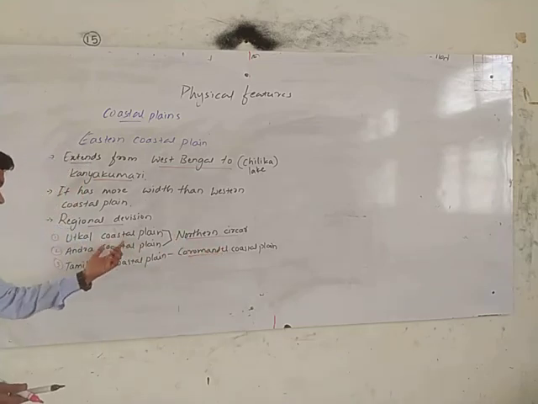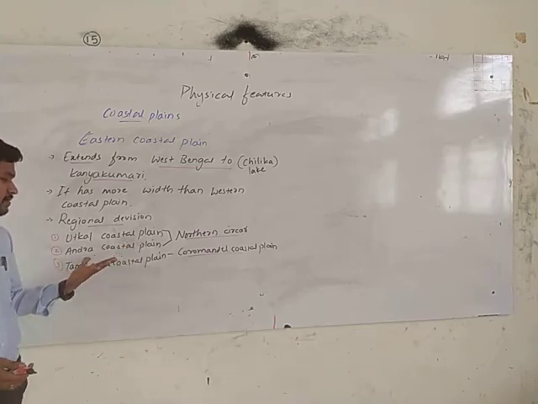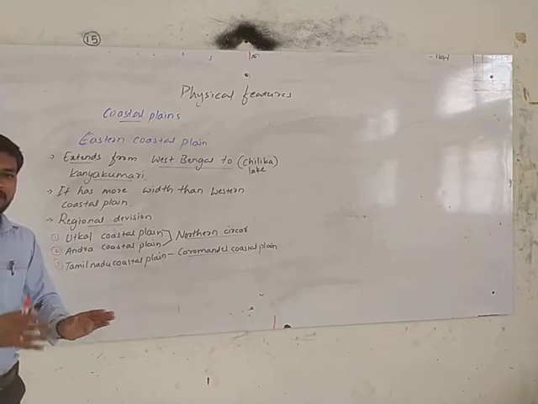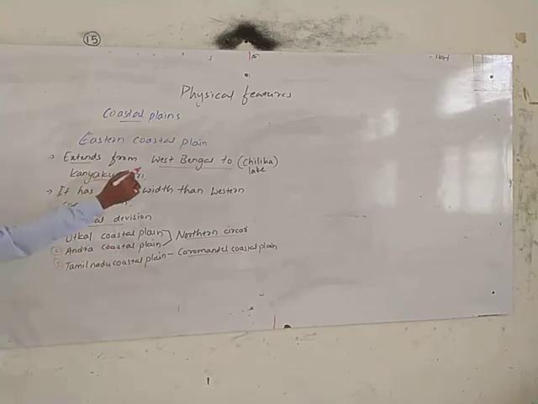If you write about these 3, anything, it will be applicable. But you should not write something unrelated, like Mudal coastal plain. You should have a relation. So here, this Utkal coastal plain extends from Chilika Lake.